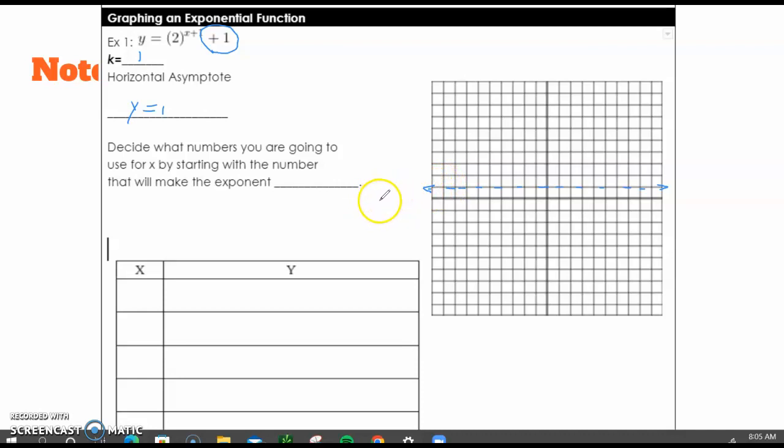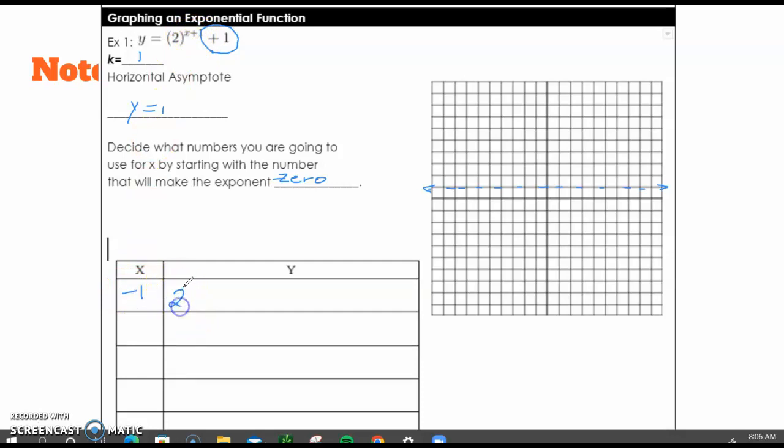To get the rest of our graph, we need to pick some x's, and we're going to fill in the table, and we're going to plot some points to figure out the shape of our graph. To decide what numbers you're going to use for x, start with the number that will make the exponent 0. So our exponent is up here, x plus 1. The number that's going to make the exponent 0 is negative 1.